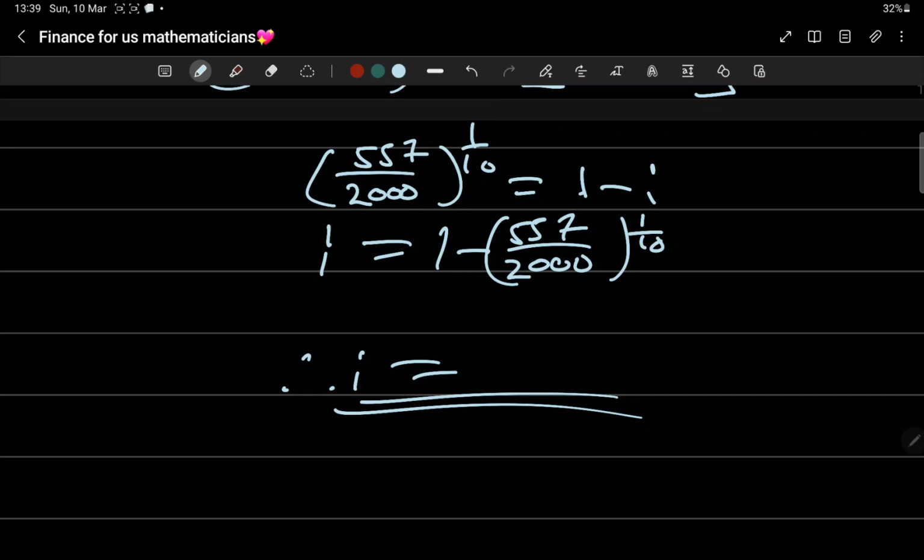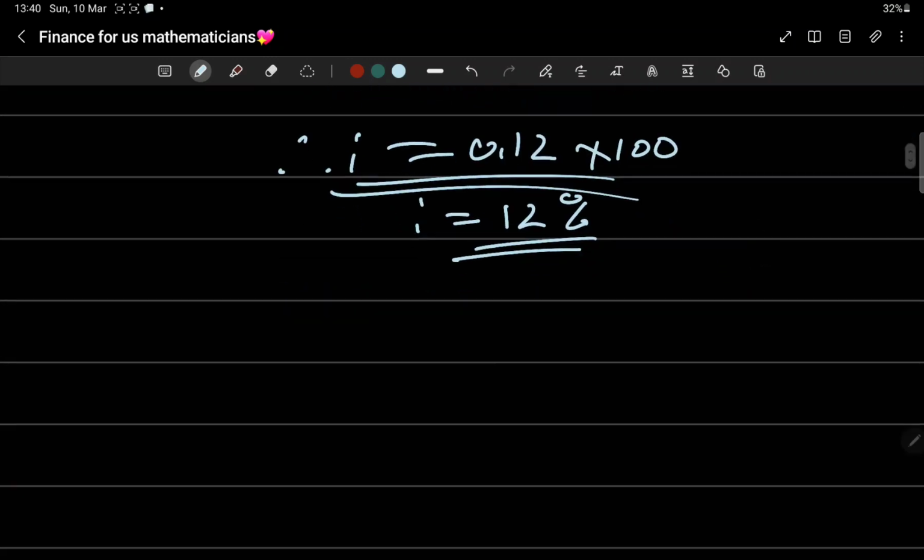If it's less than 1, we multiply by 100, but if it's more than 1, we don't. So it's 0.12, then multiply by 100. I is 12%.